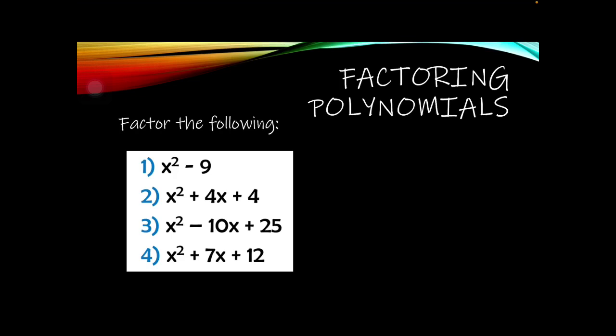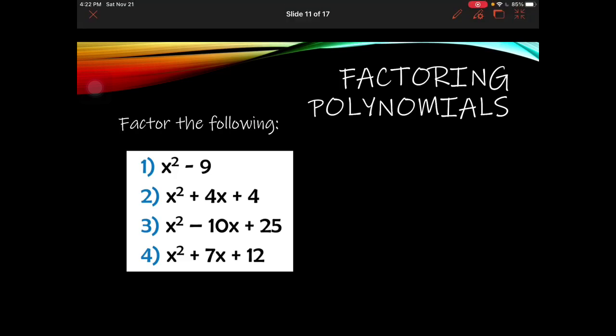Ito po yung tinatawag nating difference of two squares. And how do we factor that? Ang kailangan lang po natin ay square root of the first term and then square root of the last term. Ang last term natin ay 9. Square root ng 9 ay 3. And then, we will just give it opposite signs. Plus, minus. Okay? Now, si number 2 naman po, ito yung tinatawag natin na perfect square trinomial.